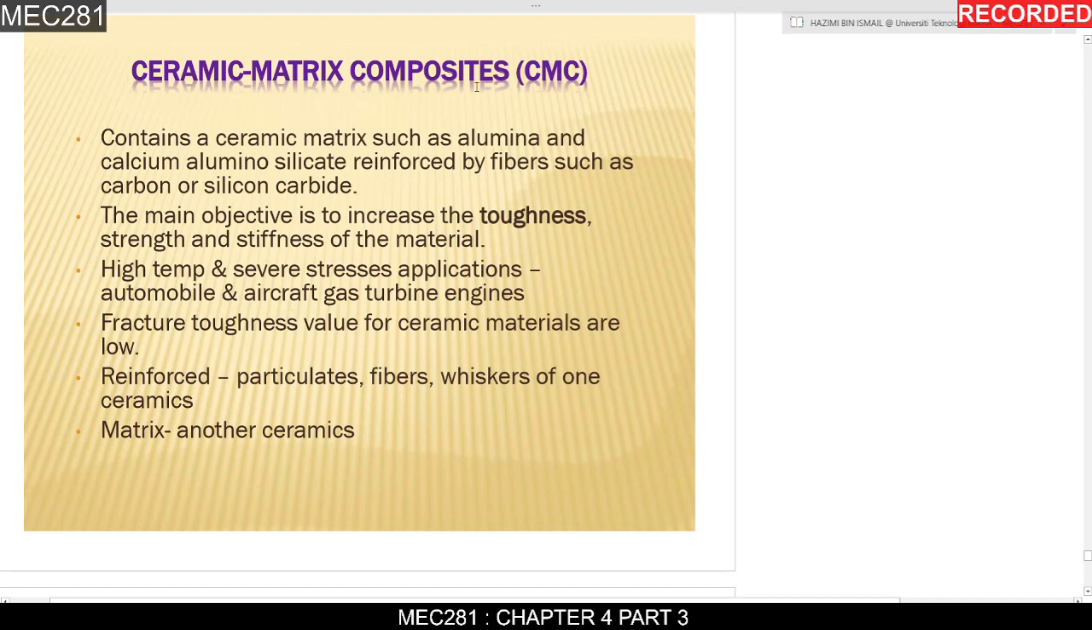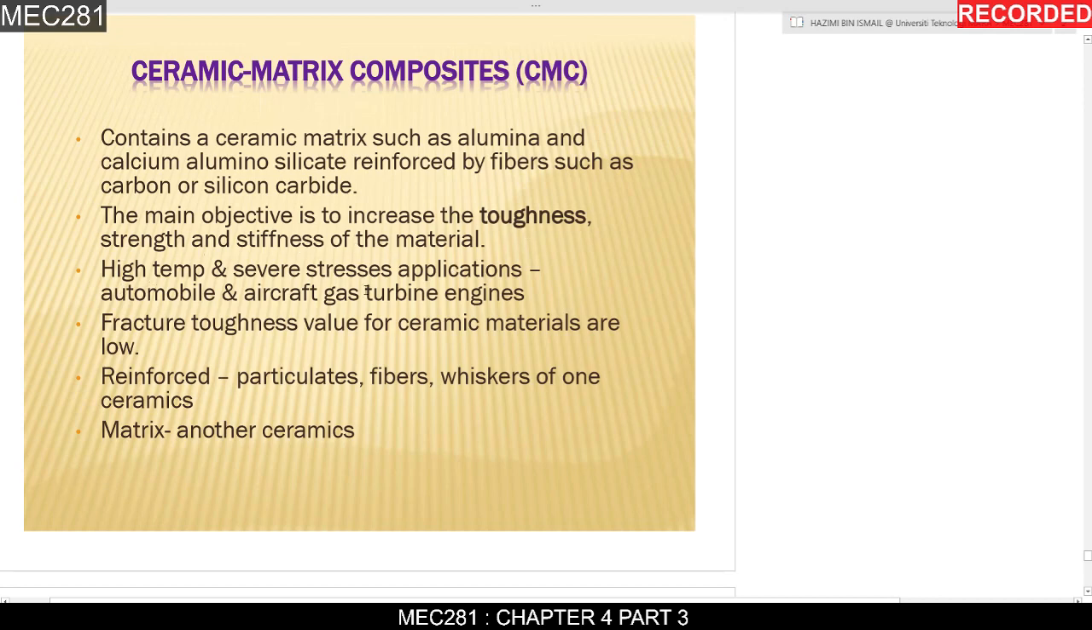So ceramic matrix composite, short form CMC, contains a ceramic matrix such as alumina and calcium aluminosilicate reinforced by fibers such as carbon and silicon carbide. Most of the fibers found in the PMC, MMC, and CMC are carbon and silicon carbide, right? The main difference is only the matrix. The main objective is to increase the toughness, strength, and stiffness of the material.